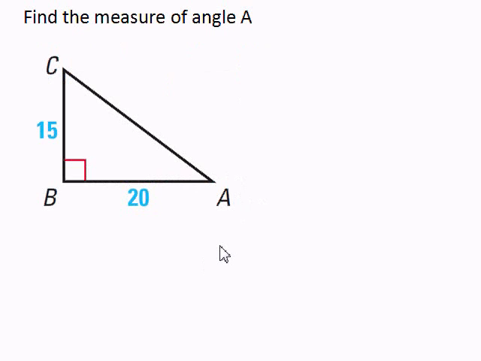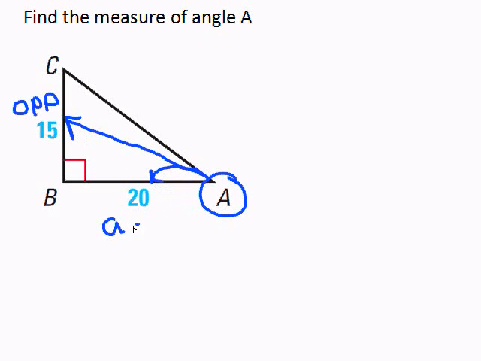Now we're on to our last type of problem for the day, which is to find the measure of an angle. Notice we're given two sides, but we do not have angle A, which is what it's asking us to find. So to do that, we're going to follow a process that's a little bit similar to what we just got through doing. I'm going to look at angle A, and I notice that I'm given the opposite side, and I'm given the adjacent side.